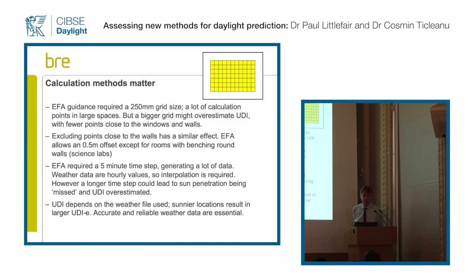But it does make a big difference to the UDI, because of course you're excluding those points which have the lowest illuminances by the walls, and you're also excluding the points right by the windows which would have their highest illuminance. So the actual size of this offset makes a big difference to what you calculate. The time step also makes a difference.